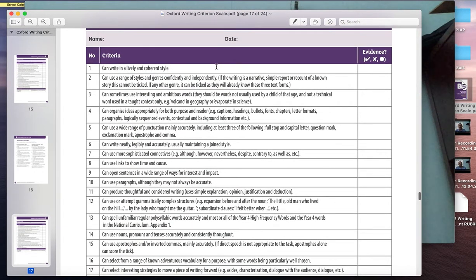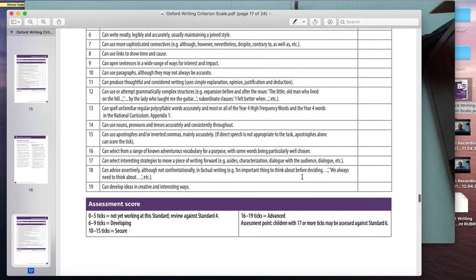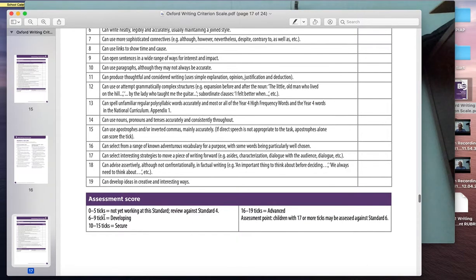Same as the reading, you look at the piece of writing you've got in front of you and you start ticking off all of these different things as you see them. When you get to the end, you add up the ticks and it tells you whether your student is not yet working at a year 4 standard, so below. That would be your teacher judgment, B for below. If they're within 6 to 9 ticks, they are developing. Now for us, that would be working towards.